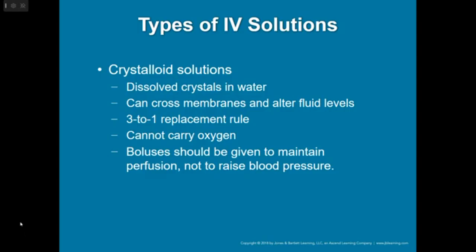So we're giving these fluid boluses just to maintain perfusion, not to raise blood pressure, especially in the hemorrhagic shock area. We don't want to raise their blood pressure back up to 120/80. We want to give enough so we have a MAP of 65 so we're able to perfuse all the vital organs. We're not wanting to raise their blood pressure a whole lot. We'll talk more about that in trauma as well.